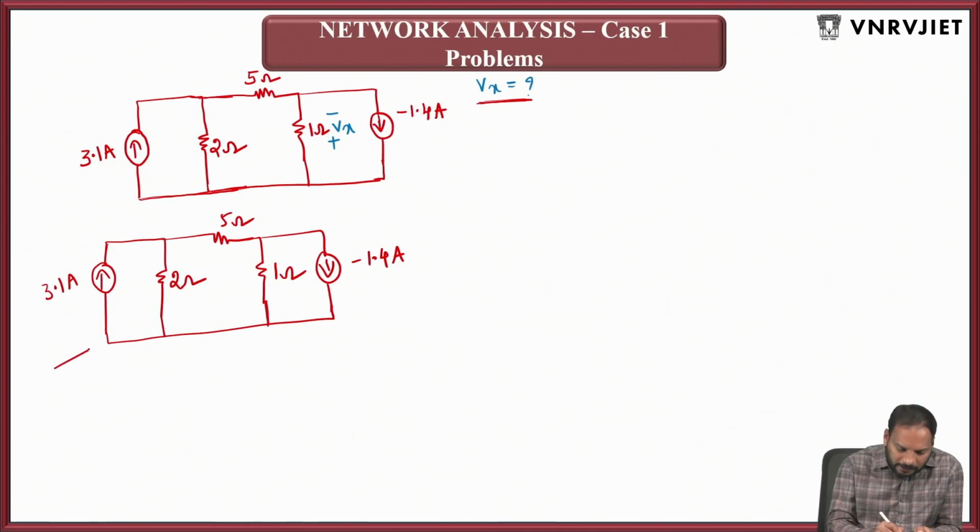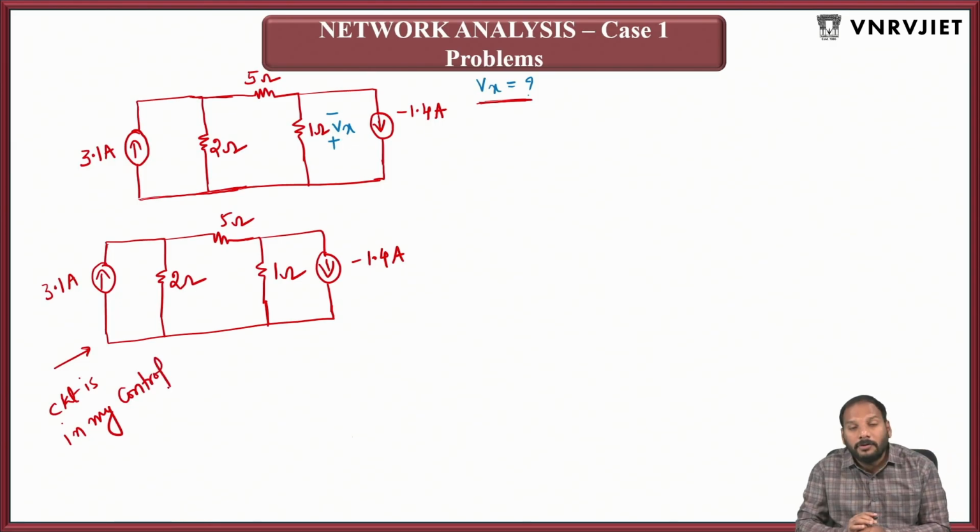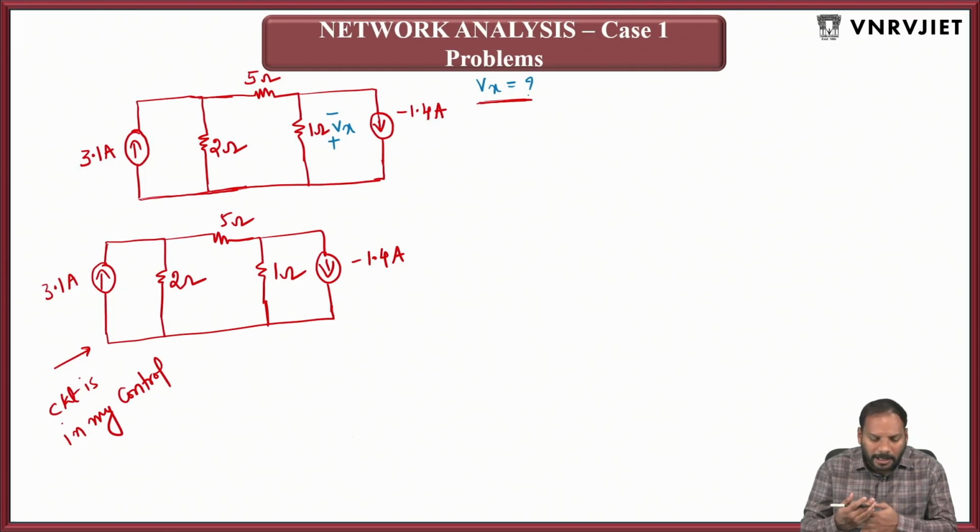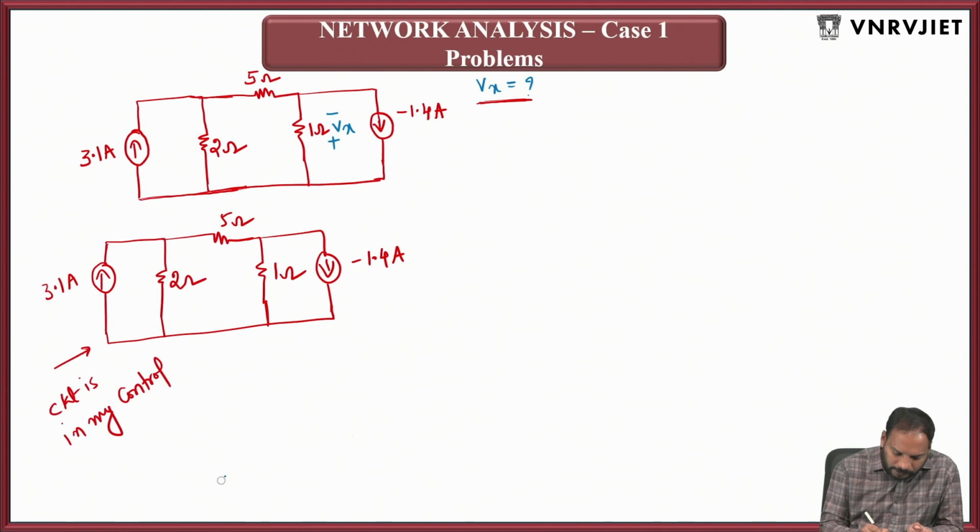Now I can say this circuit is in my control, so there will not be any ambiguity with Vx. Once you remove the Vx, the circuit is in our control, because now we can apply the standard procedure of nodal analysis for this problem. If you continue with the Vx, you will be in trouble. That is why I said to remove that Vx. Finally, you'll come back to calculate the Vx at last, no issues. I want to make the circuit in my control, that is why I have removed Vx.